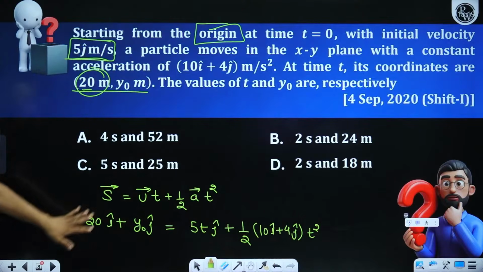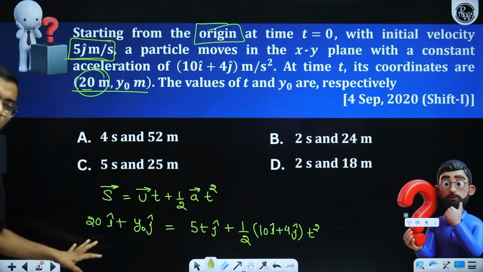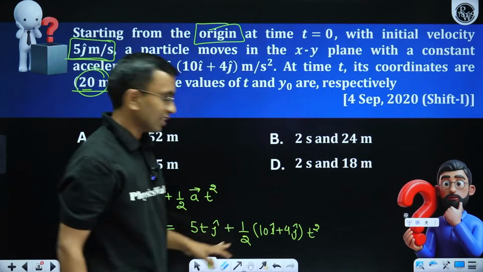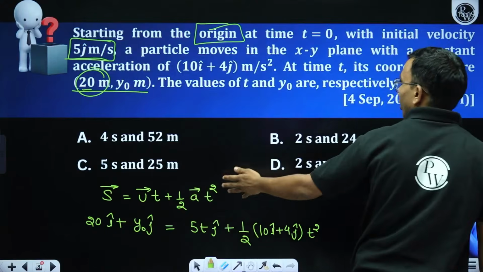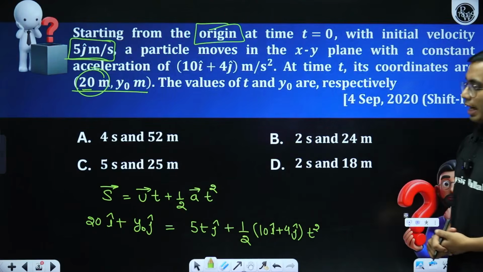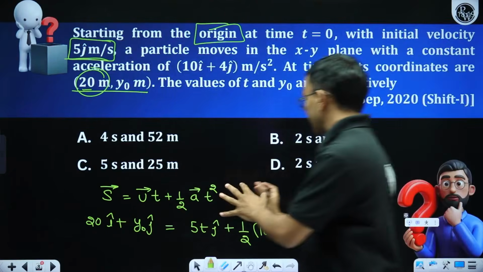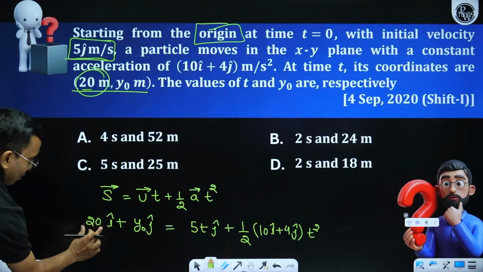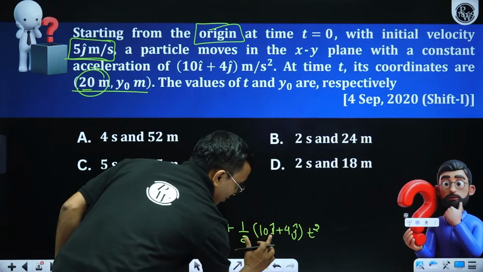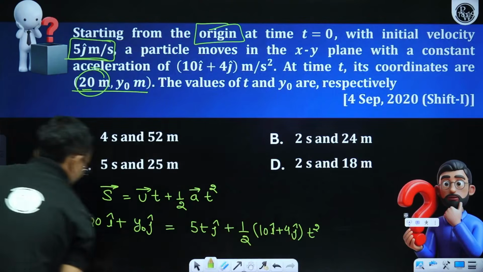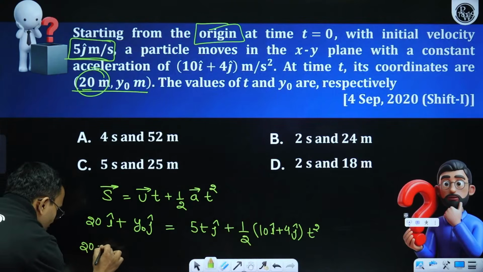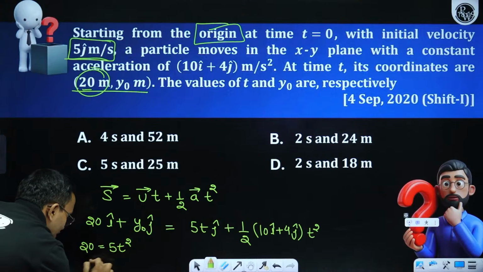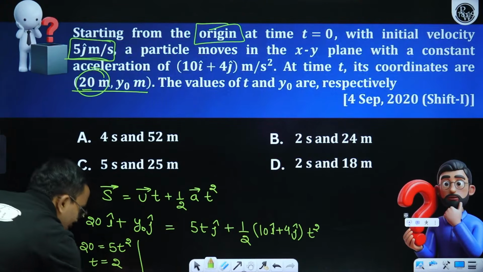Now equate the i cap things and the j cap things, and you will get your y naught and your t. I need t and y naught. So let us equate i cap with i cap and j cap with j cap. On the left side i cap is 20, on the right side i cap is 5t square. So 20 comes out to be 5t square, so t is 2. Clear, I got t as 2.